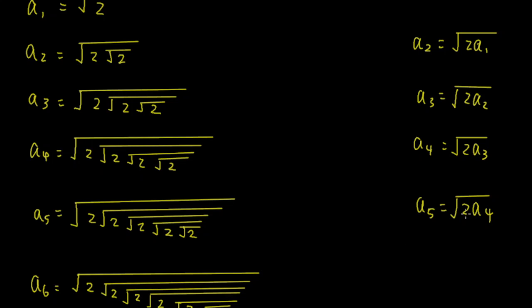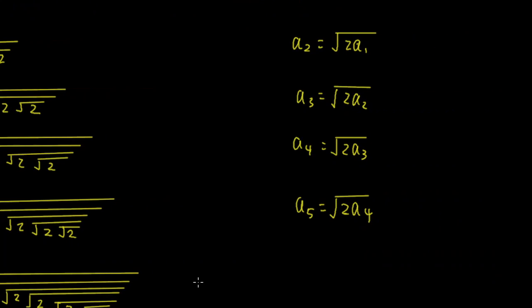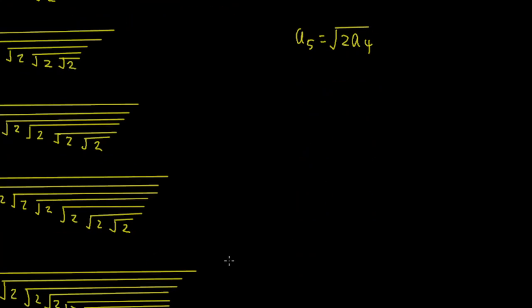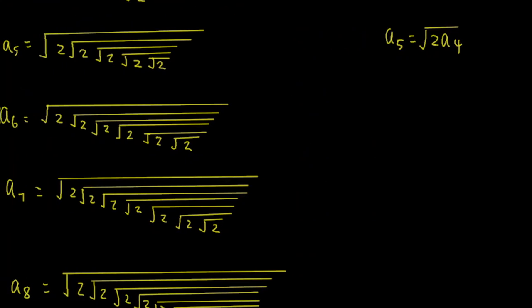Okay, let's stop here, because if we keep going, the pattern will be the same. So as you can see here, the subscript on the left side is always one higher than the subscript on the right side. So this is 2, 1, 3, 2, 4, 3, 5, 4. So we can write the general term of this sequence now.